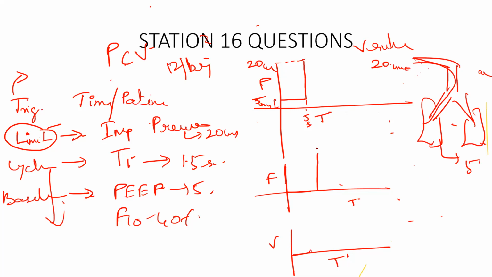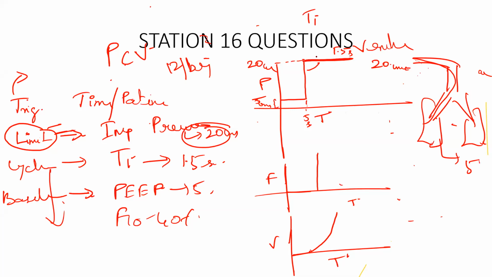Is that clear so far? Yes, sir. Good. As the gases are flowing inside, the volume will rise in the lung. Is that clear? Yes, sir. Okay. Now let's go to the limit. So the limit is going to be the pressure. After reaching 20 centimeters of water, it will be sustained. So what is the limit here? Inspiratory time. So for 1.5 seconds, the pressure of 20 will be continuously sustained. Is that clear? Yes, sir.